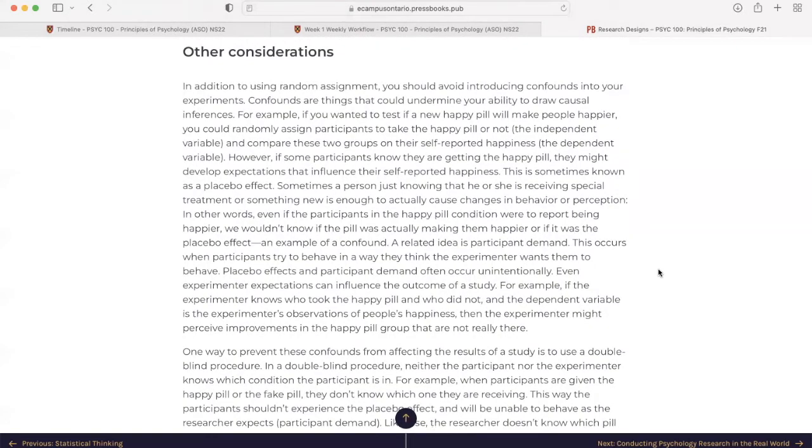Sometimes a person just knowing that he or she is receiving special treatment or something new is enough to actually cause changes in behavior or perception.